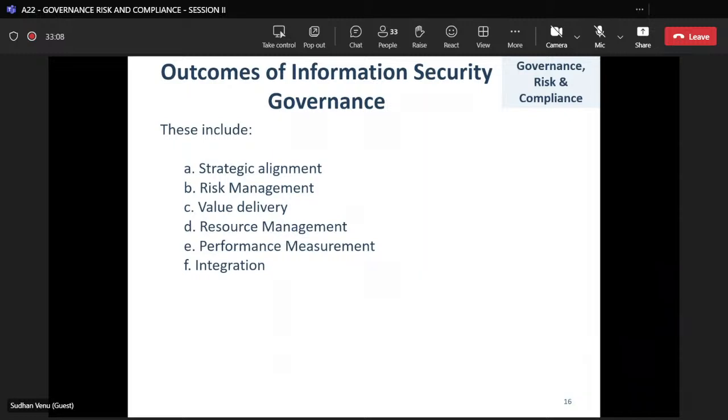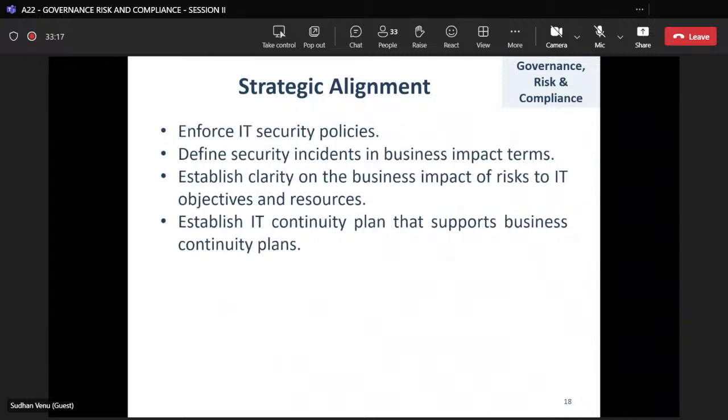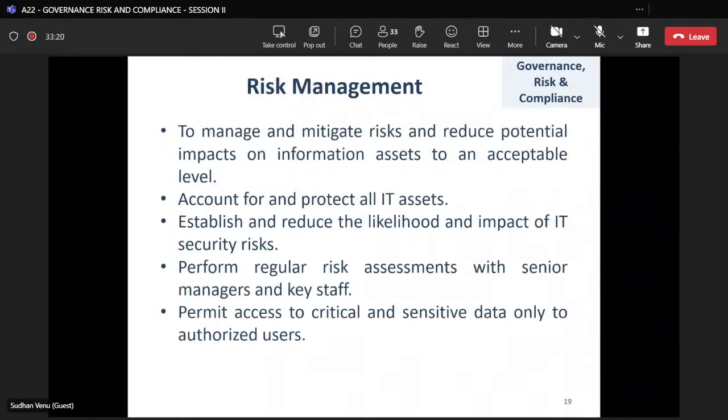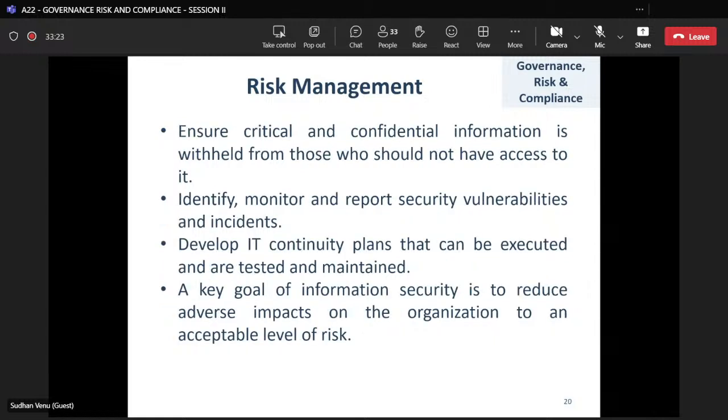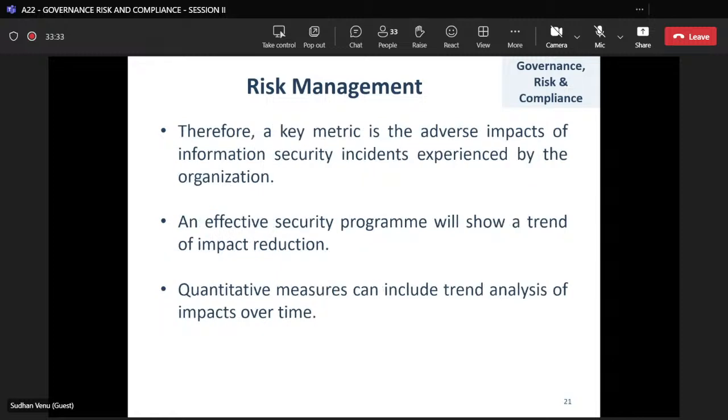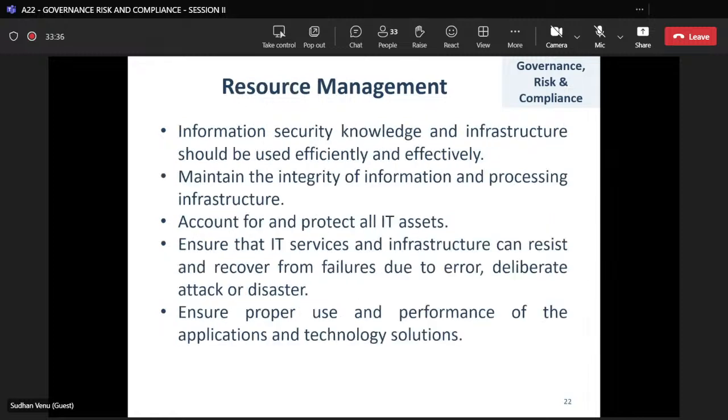So these six outcomes are the best outcomes if you are implementing information security governance. First is strategic alignment and risk management, and how the risk management will be handled. The key goal of information security is to reduce the adverse impact on the organization to an acceptable level of risk. Then resource management: account for and protect all the IT assets and ensure proper use and performance of the application technologies. That is what I described one by one with the six outcomes.